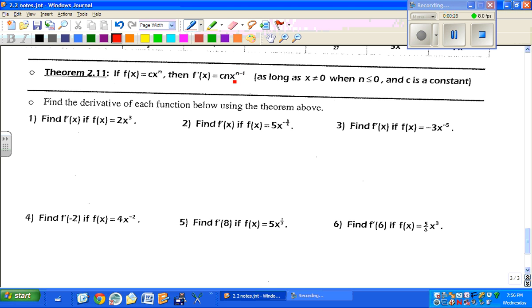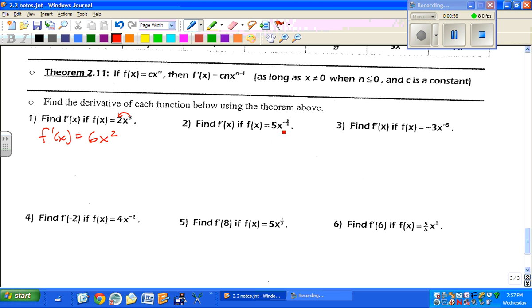So the only difference from this and the power rule is that we have a constant sitting out in front and it just stays there. So for example, number 1, if we were to find the derivative of f of x, the 2 stays there. We bring the 3 out in front, so we do 2 times 3. That gives us 6 times x squared. Right, subtract 1 from here. So that constant just gets multiplied with that exponent.